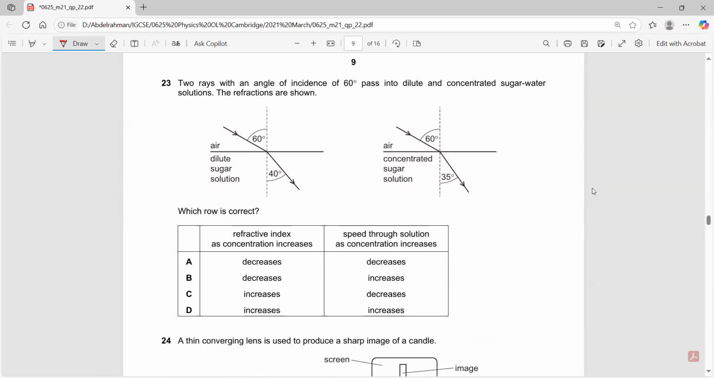Which row is correct for the refractive index and speed through the solution? As the concentration increases, what happens to the refractive index? What happens to speed? It's much easier to think about the speed first, because the angle goes from 60 to 35 and from 60 to 40, so the speed decreases. Why? Because the angle of refraction decreases as well. As the concentration increases, the speed will decrease. What about the refractive index? We know that the refractive index equals the speed of light in air over the speed of light in the medium. As you decrease the speed of light in the medium, the refractive index increases, right? Therefore, it should be C.